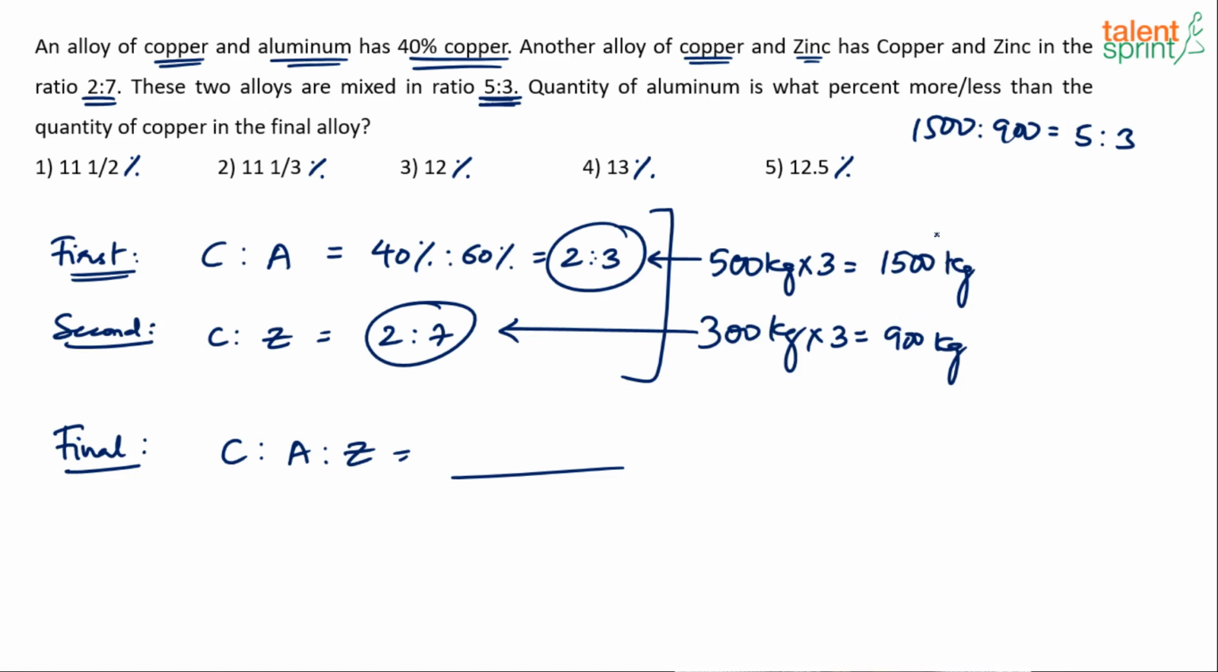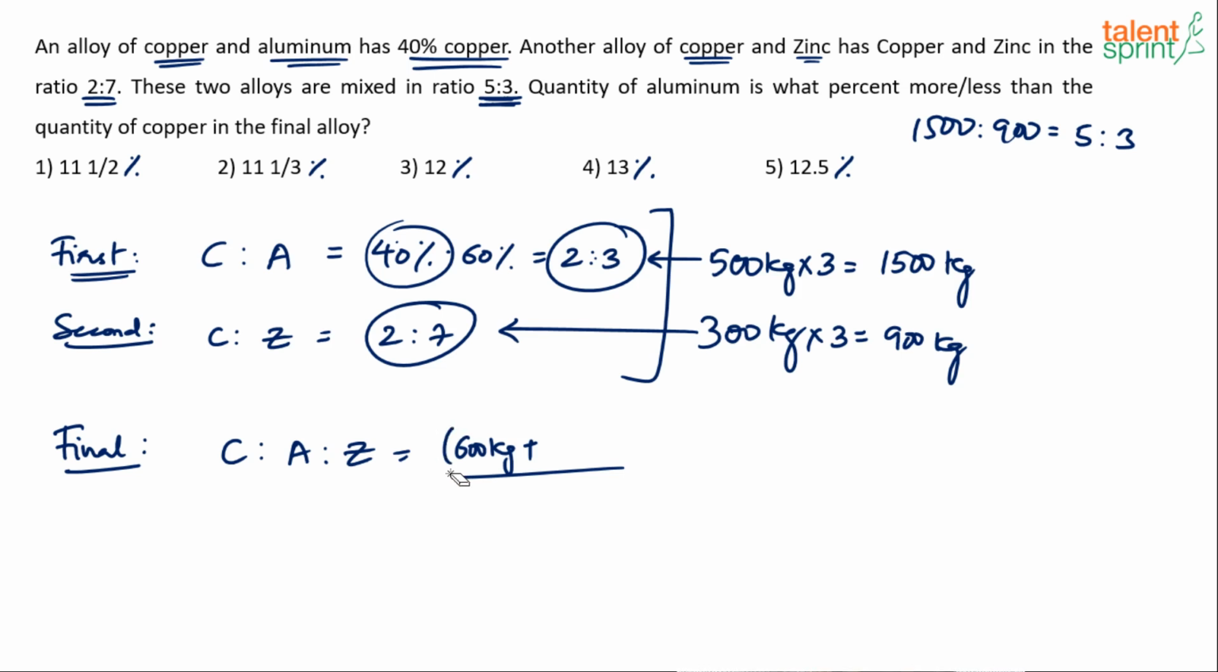Because now division becomes simple. Look at this. We want final copper is to final aluminum is to final zinc. How much is copper? 40%. Don't go by ratio. Let's say 40%. 40% of what? 1500. What is 40% of 1500? 600 kgs.